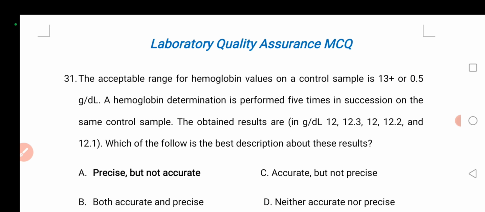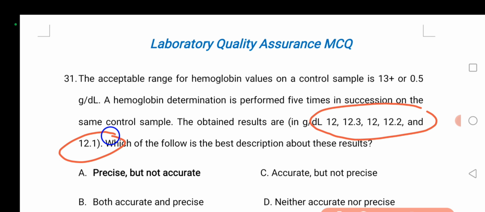So let us look at the results. When we look at the results, they are what? Close to each other, right? They are consistently close to each other, usually with 0.1 or more difference. They are consistent, but they are not correct, because the expected result is 13.0 plus or minus 0.5.